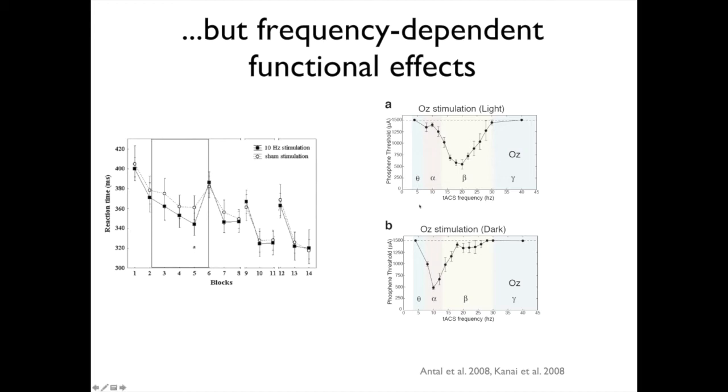Another interesting study showed in the visual cortex that effects of the stimulation depend on spontaneous frequency. So when stimulation was done during light conditions where beta frequency is dominant in the visual cortex, you see a reduction of phosphene thresholds only with beta frequency stimulation, whereas in the dark where alpha frequency is dominant, you see a reduction of thresholds only under alpha frequency stimulation. So this shows that tACS does not induce, in the conventional protocols, oscillatory activity, but it strengthens or entrains already dominant activity.